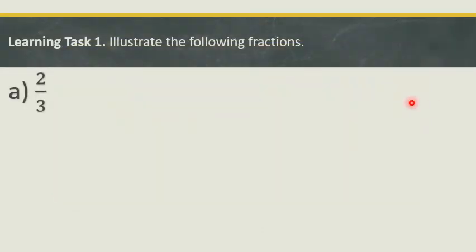So for learning task 1, we will illustrate the following fractions. When we say illustrate, we are going to draw. So, let's visualize what 2/3 looks like. When we say 2/3, the 3, the denominator at the bottom, means the number of equal parts. And the numerator, which is 2, is the shaded part. So among the 3 parts, we shade 2 parts.